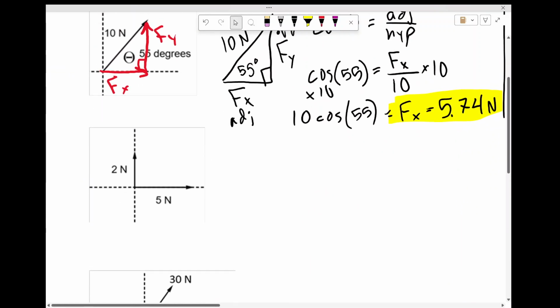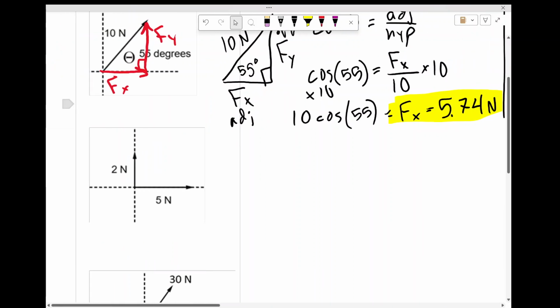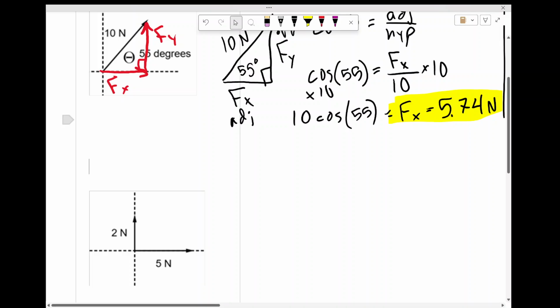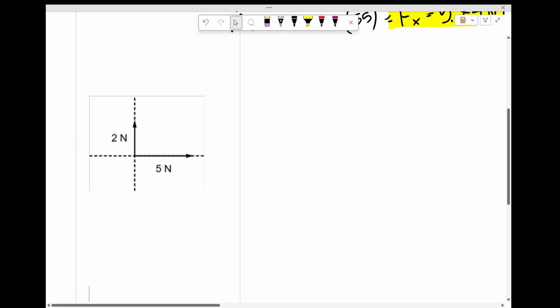But for the next one, give myself some space here. Nope, that's not what I wanted to do at all. Okay. All right, for this one, we are going to combine these two vectors. We have 2 newtons pointing on the positive y-axis and 5 newtons pointing on the positive x-axis.